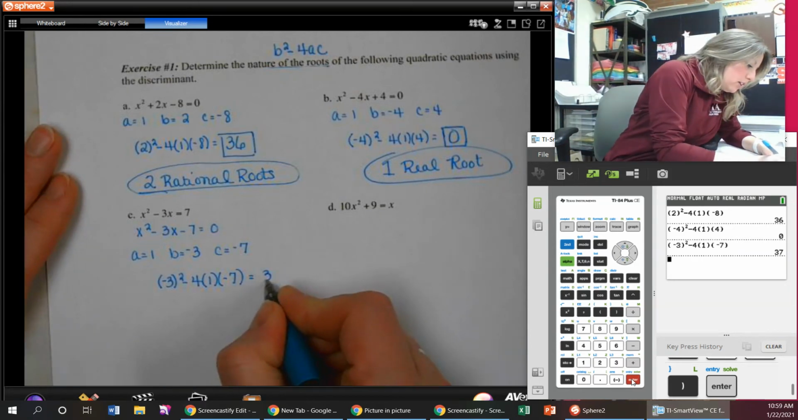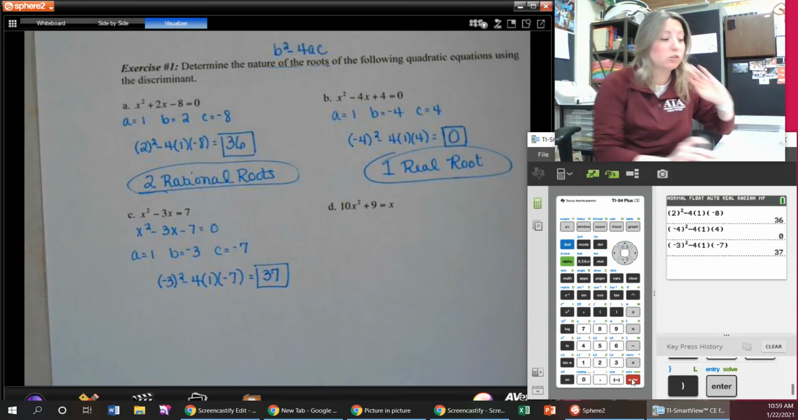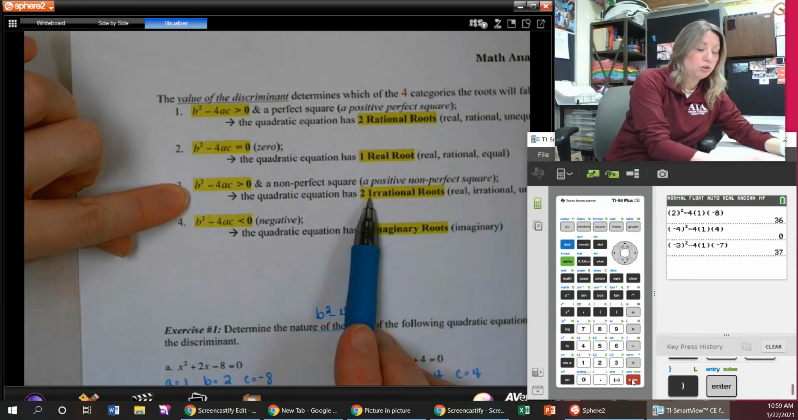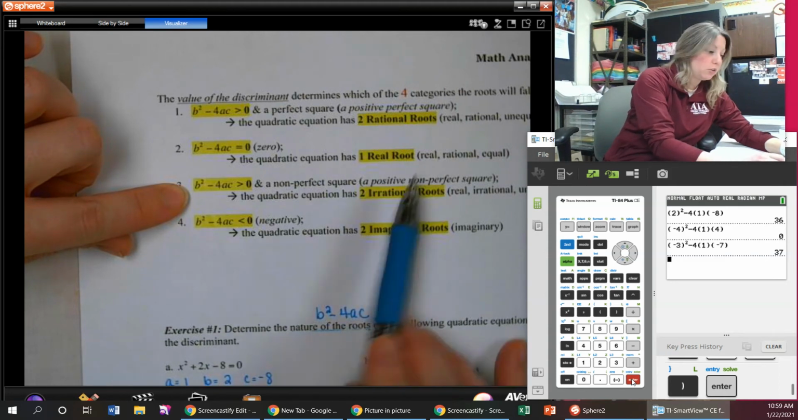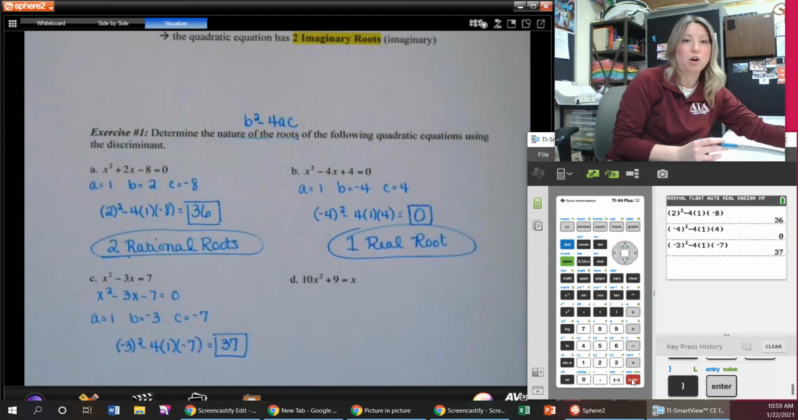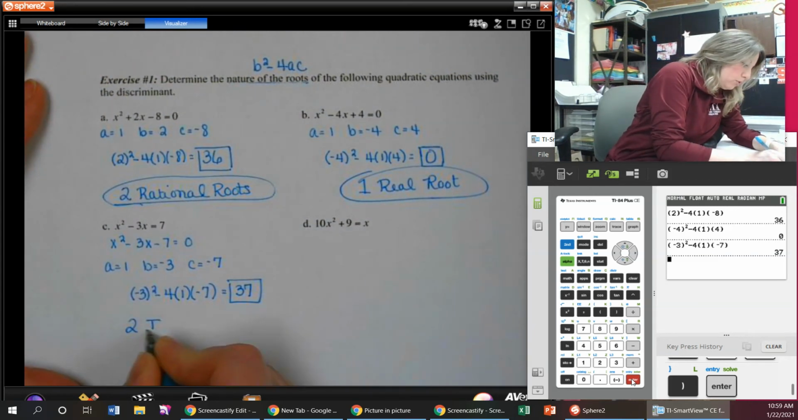Now, 37 is a positive number, but it is not a perfect square. So that would lead me to 2 irrational roots. So it's a positive number, but it's a non-perfect square. That's 2 irrational roots, the type of roots or the nature of the roots.